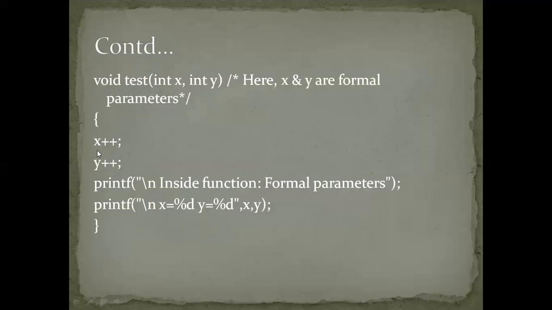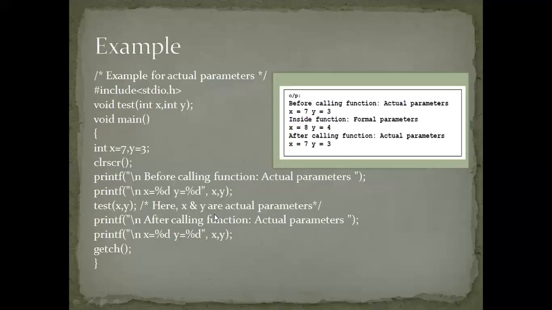Okay, so after performing the increment operation, what might be the value of x? 8, because 7 is incremented by 1, that is 8. So what is the value of y? Y was 3, now the y value becomes 4, isn't it? So inside the function, the formal parameter values will be x value 8, y value 4. Okay, so here inside the function, the formal parameters, value of x is 8 and value of y is 4. Okay, understood this? So when I call the function and it performs the operation, the value of x is 8 and value of y is equal to 4.